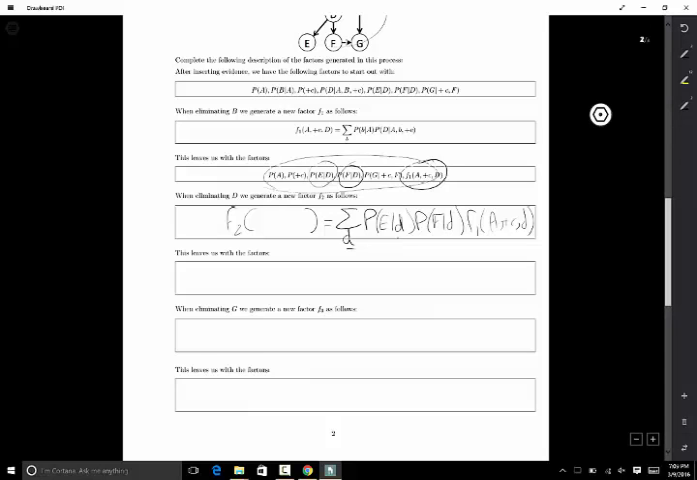So the inputs to factor 2 are then all the remaining variables that are used in this computation. So we've got e, we've got f, and we've got a, and plus c.